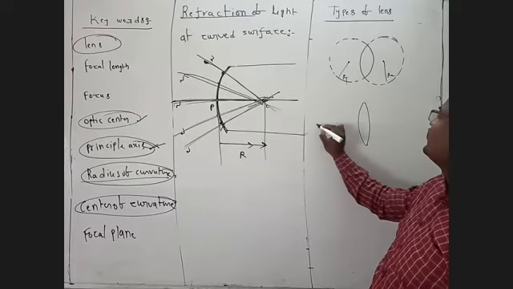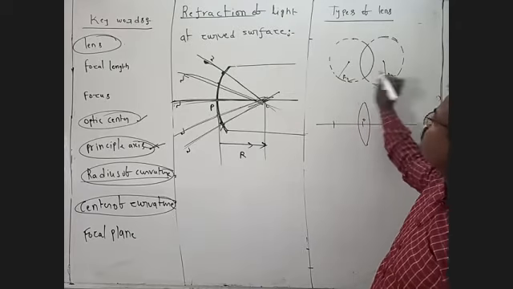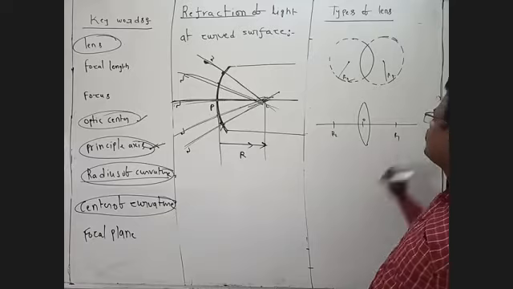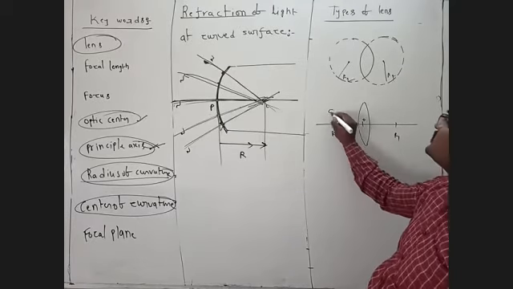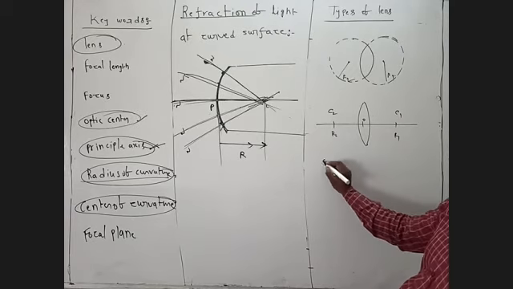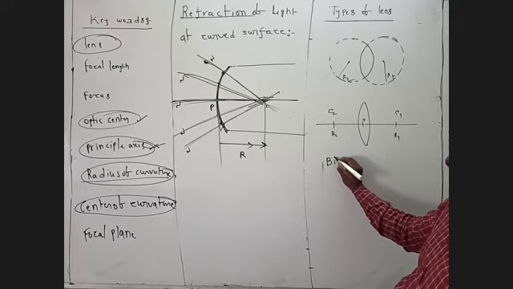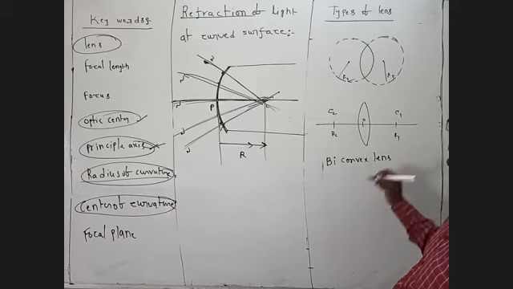Convex lens. This is the optic center. This is R1 and this is R2. These are the centers of curvature, C1 and C2. This we call a biconvex lens. Why are we calling it a biconvex lens?